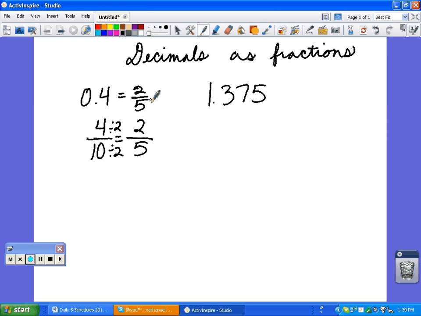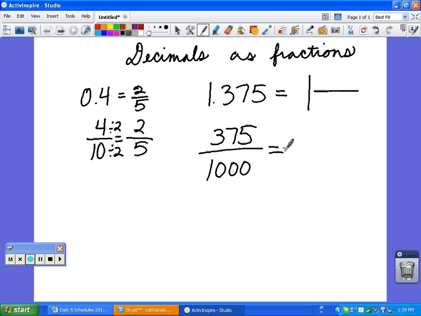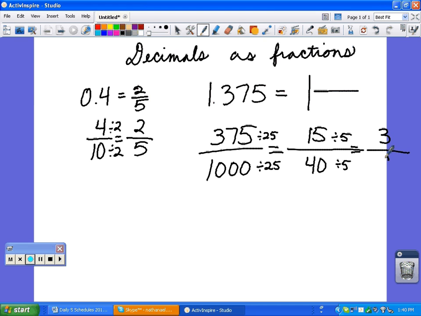Now for numbers that have a whole number and a decimal, since there's a whole number, we're just going to put it over there. Then we're going to take the decimal, which in this case is 375 thousandths, and we're going to put that in simplest form. So both of those are divisible by 25. 375 divided by 25 equals 15. And 1,000 divided by 25 equals 40. Both of those can be simplified as well. Both are divisible by 5. 15 divided by 5 is 3, and 40 divided by 5 is 8. So 1 and 375 thousandths equals 1 and 3/8.